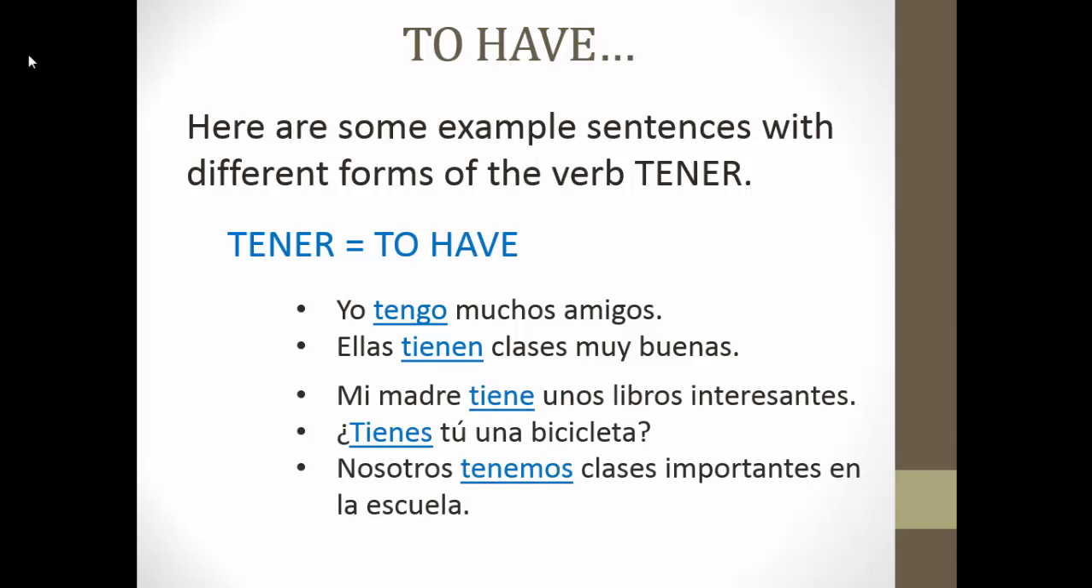Mi madre tiene unos libros interesantes. My mother has some interesting books. Because mi madre is the subject, it's like saying ella. Therefore, we use the form of tener, tiene.